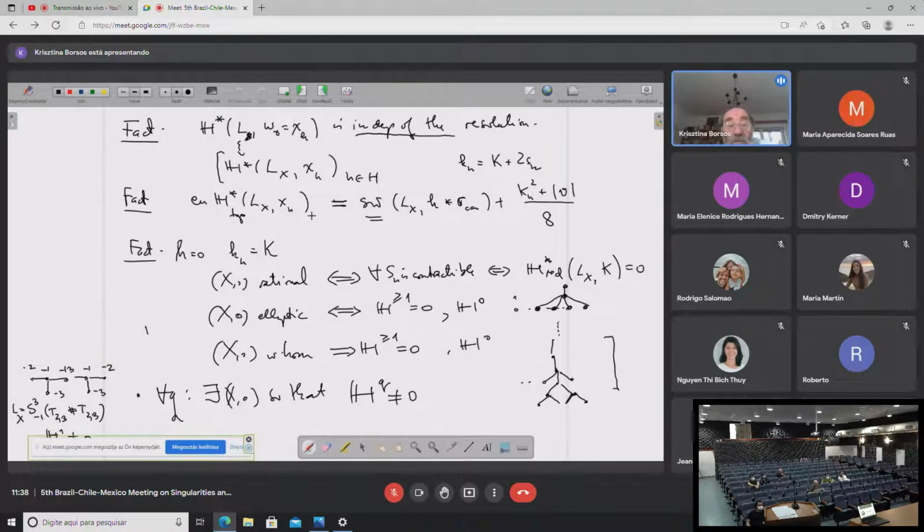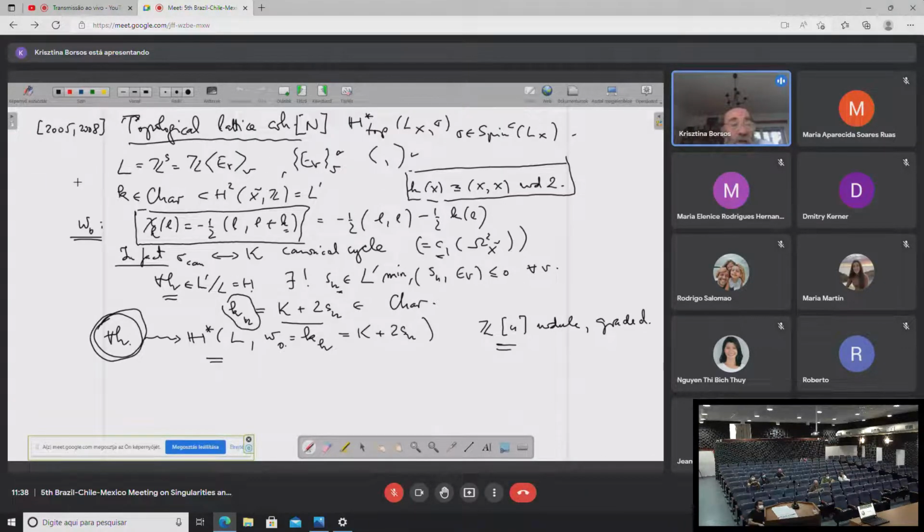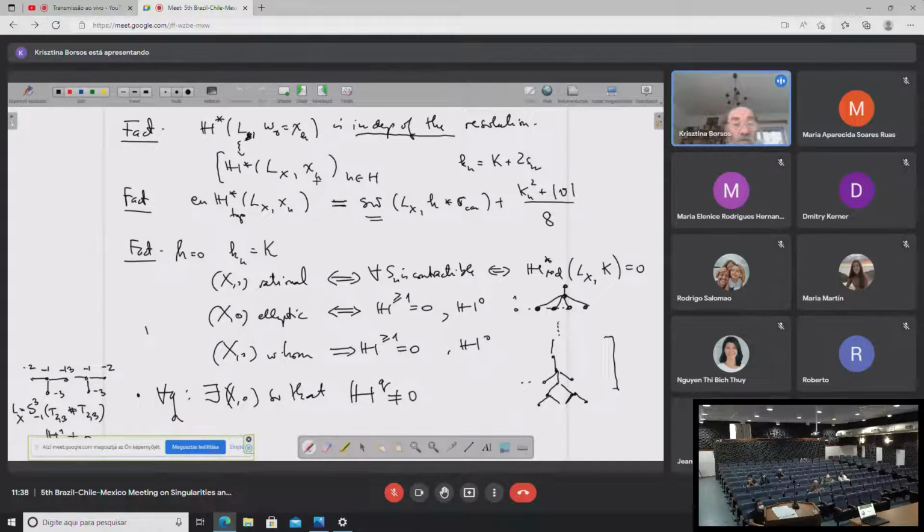So we have a lot of properties. This was defined in 2005 and 2008, in several articles. First, just the canonical one, and after that, indexed by H, indexed by all spin C structures. What is important is that the Euler characteristic is exactly the Seiberg-Witten invariant. So that is a good sign that it is exactly what we want.